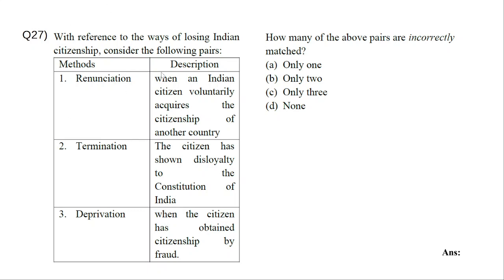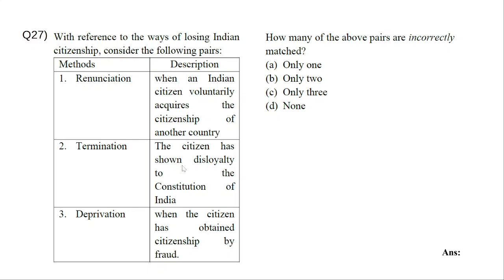Termination. So this particular description is actually the description of termination. When an Indian citizen voluntarily acquires the citizenship of another country, then his Indian citizenship automatically terminates. So there is no concept of dual citizenship in India. So remember this. This is termination. This particular definition is for termination.